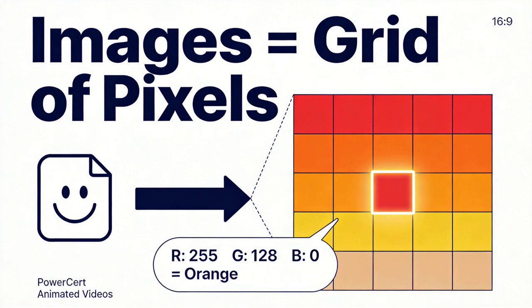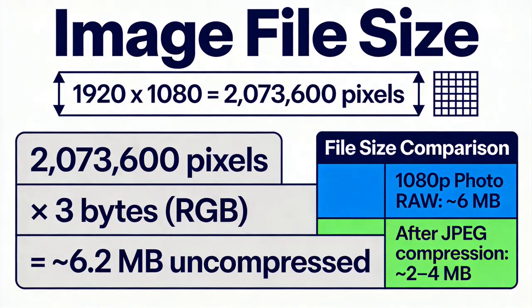That's why it's called 24-bit color. 8 bits each for red, green, and blue. Let's do some quick math. A standard 1080p image is 1920 pixels wide and 1080 pixels tall. That's over 2 million pixels. Each pixel needs 3 bytes for RGB color, so an uncompressed image is about 6 megabytes for a single photo.